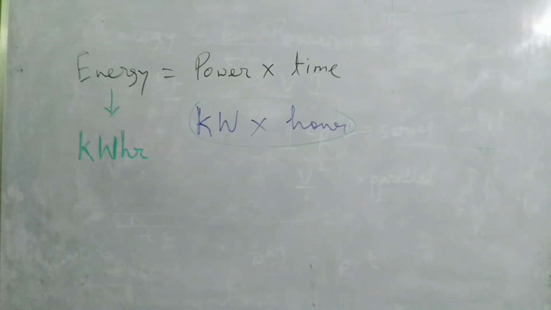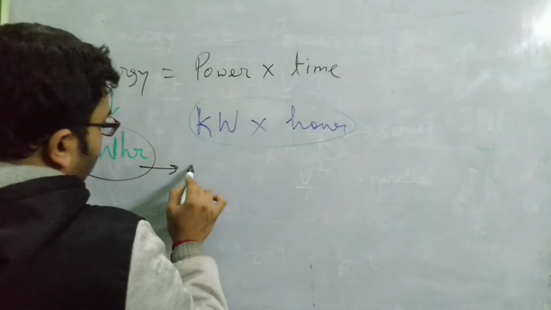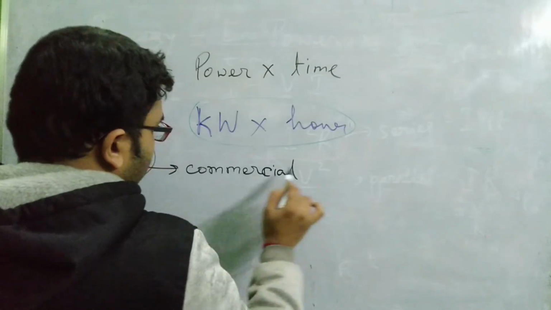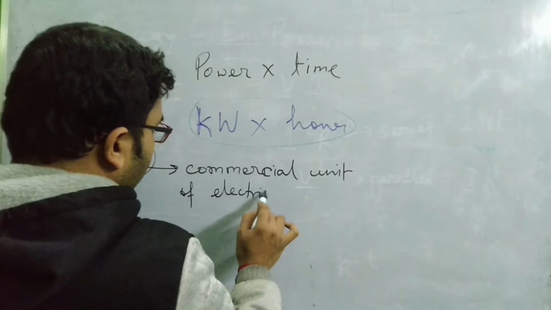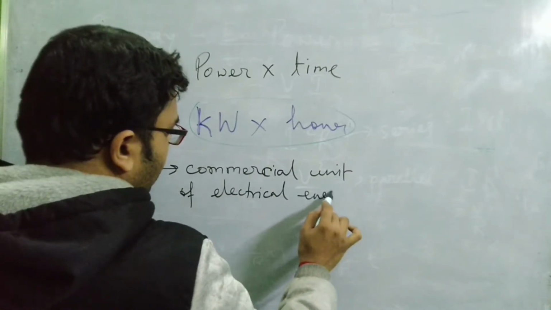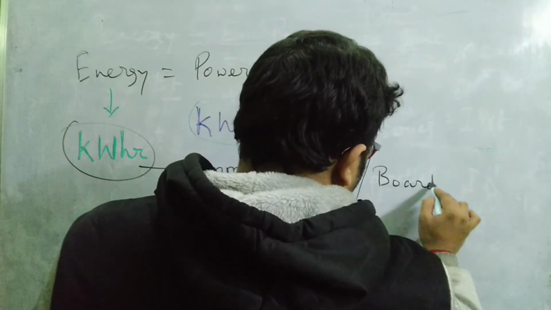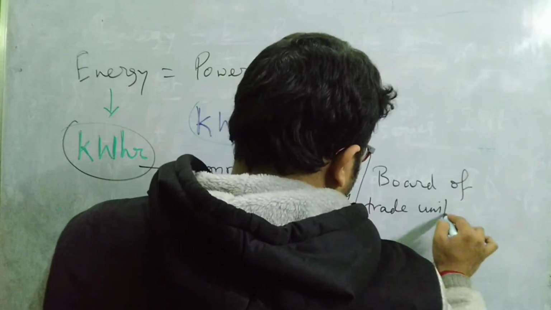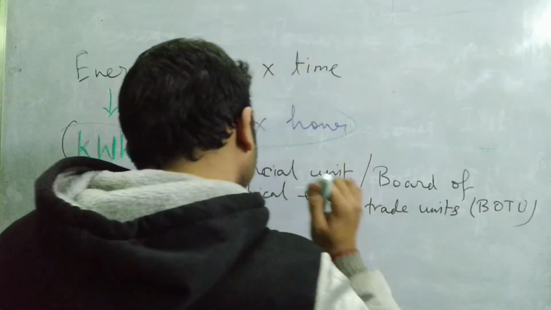Now often this unit, kilowatt hour, is referred to as the commercial unit of electrical energy. Why commercial unit? It is also sometimes written as board of trade units, BOTU.